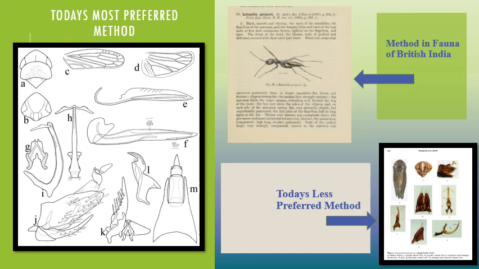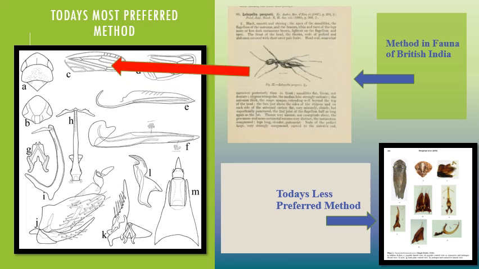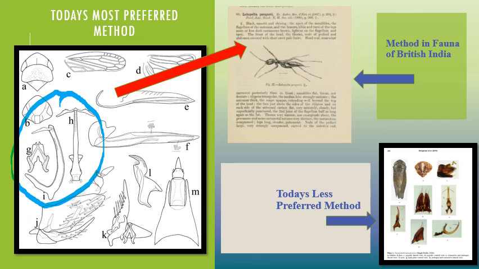As we previously studied, in Fauna of British India, they have only provided the description and the habitus image, which is not enough according to today's modern taxonomy. Though many authors today prefer this method, they capture pictures and publish them, and some journals accept this procedure, but making line drawings through camera lucida is the most preferred method in modern taxonomy. You can see here each and everything is given very clearly and in detail. Definitely, this genitalia information is missing in Fauna of British India.